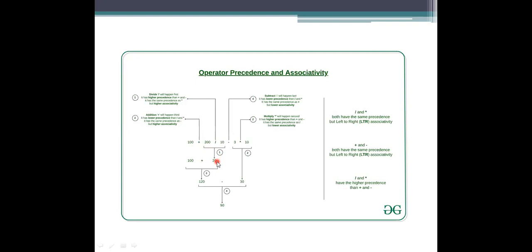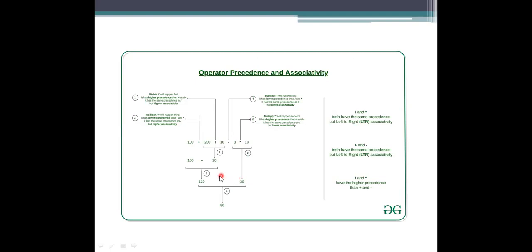Next order of evaluation. Next what could be evaluated here, since this has been done, is the other multiplicative operator, that is the star. We need to perform the multiplication between these two values. Then what is the answer here? 30. So this is the second step answer.